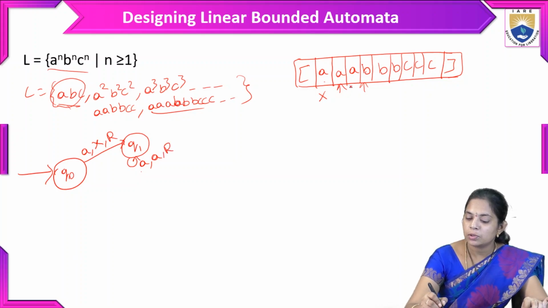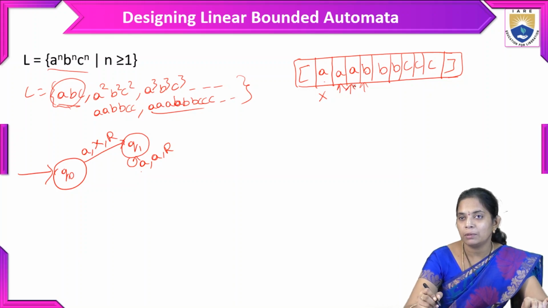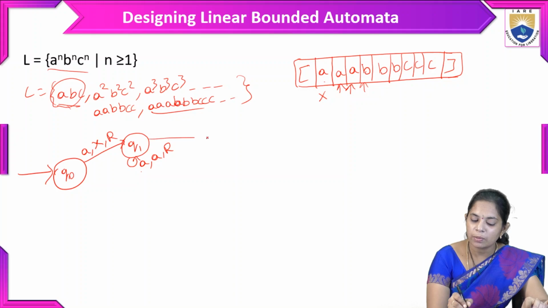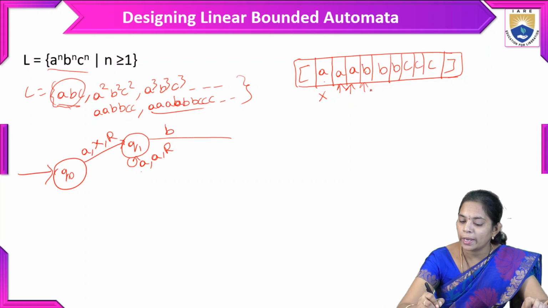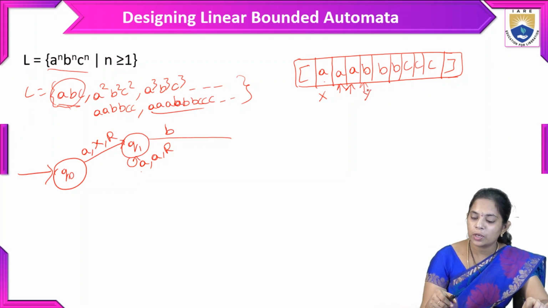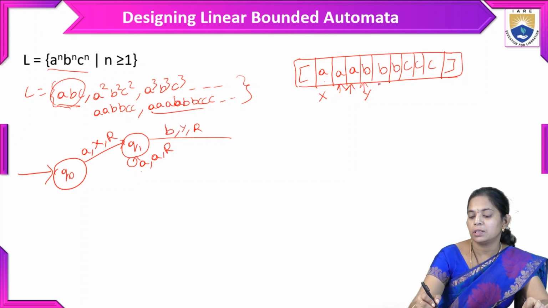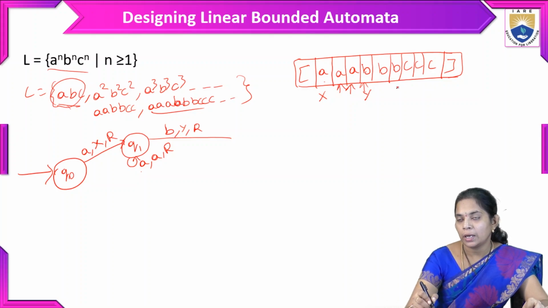And here also, the next A: here also we have the A input symbol. So we have written a loop statement so that however many A's there are, we move to the right direction. Whenever we see the B, B is going to be replaced with Y, and we are going to move to the right direction.